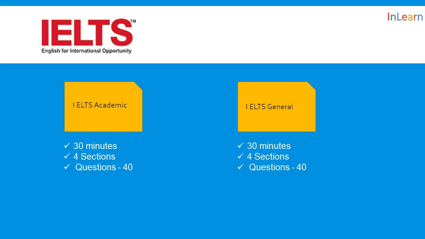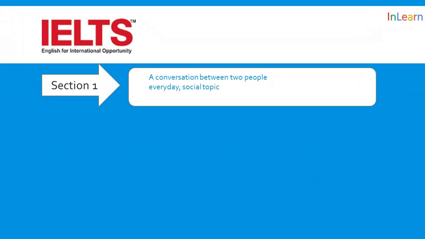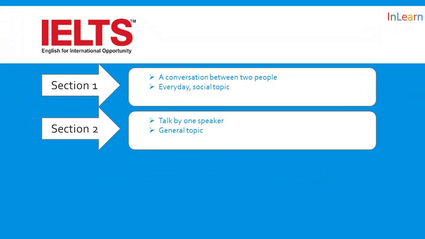There will be 4 sections under the listening section of IELTS. Section 1. A conversation between 2 people on an everyday social topic. This means that you will listen to 2 people talking to each other about arranging a trip, organizing an event, etc. Section 2. This is a talk by one speaker on a general topic. This means that you listen to one person giving information about a public event, a service provided, etc.